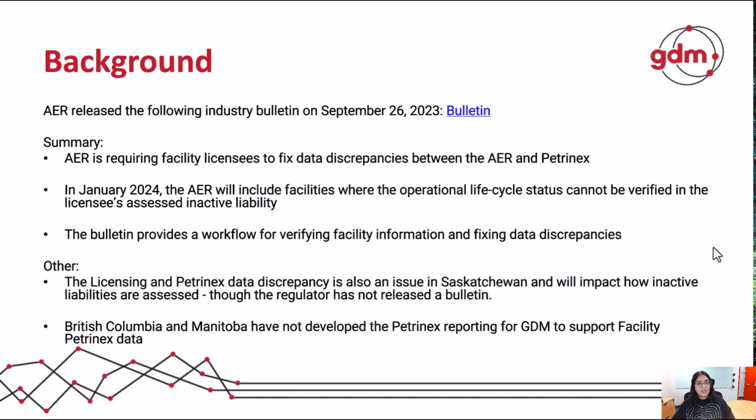Some other things to note are this data discrepancy is also an issue in Saskatchewan, though there hasn't been a bulletin released for that area yet. And British Columbia and Manitoba have not developed Petronix reporting for GDM to support facility Petronix data.